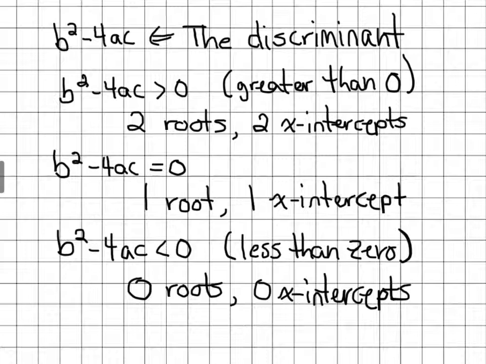And that's because you cannot take the square root of a negative number. All right, so remember that. You cannot take the square root of a negative number. And so that's how the discriminant can be useful in trying to figure out how many x-intercepts you actually have.